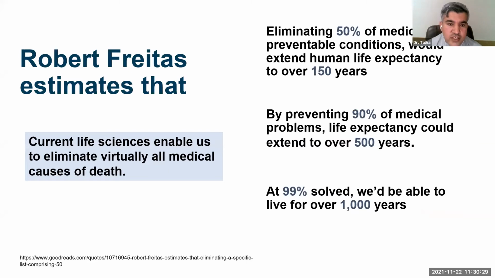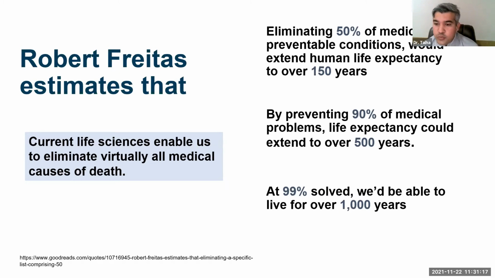There is one scientist who estimated that aging relates to diseases, and if you prevent 50% of the diseases, then life expectancy can become as high as 150 years. If you prevent 90% of medically preventable conditions, then you can live approximately 500 years. And at 99%, when you solve almost every medical problem, you can live up to 1,000 years. And we have the current science. That's why we say this is the age of biology, because now we have techniques like genetic engineering and, for example, stem biology. We will be talking about that.